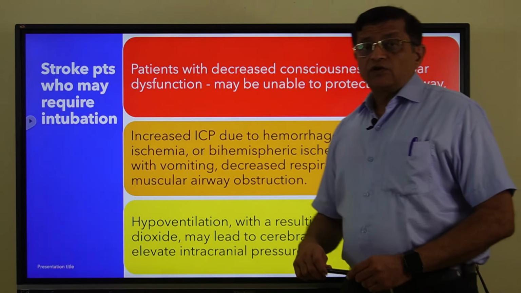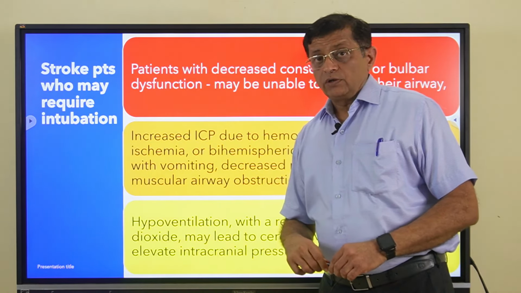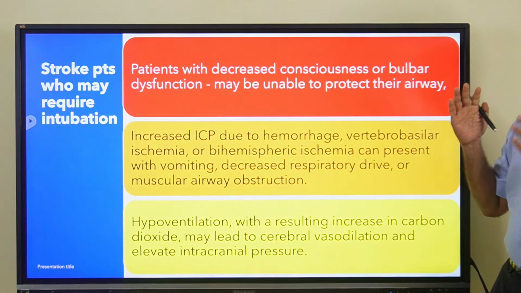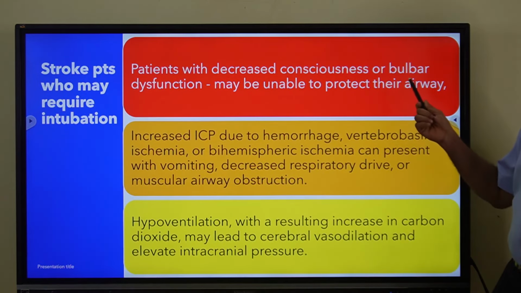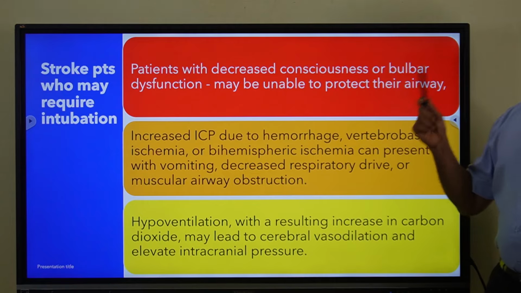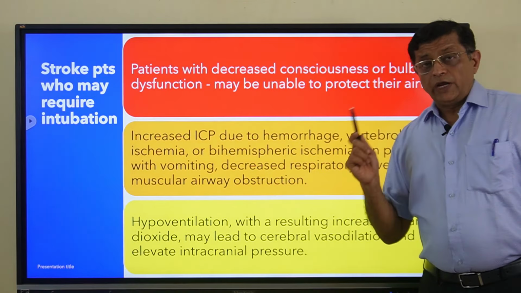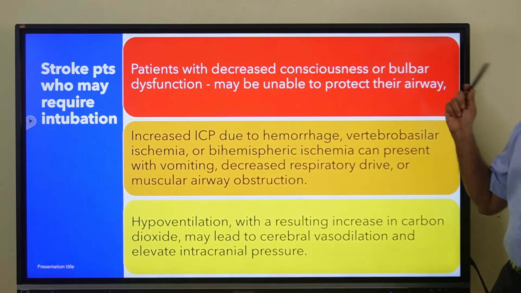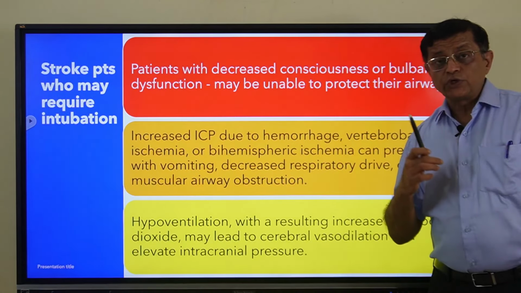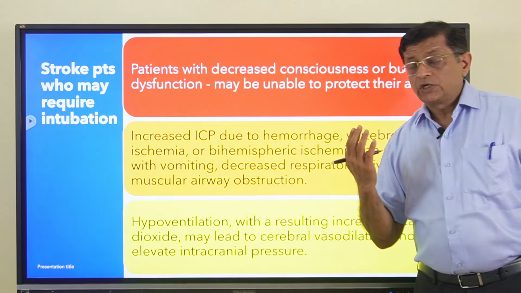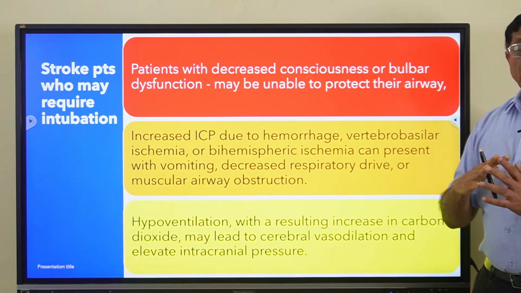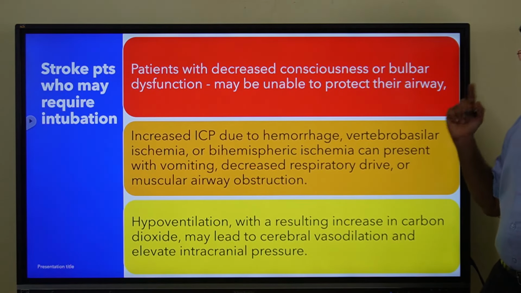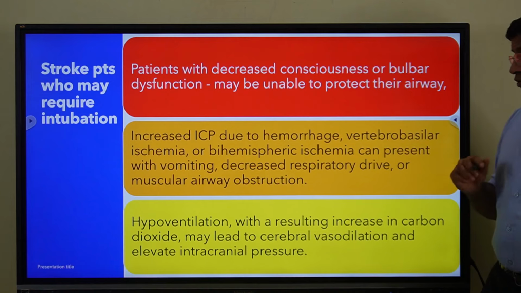Now these are the categories of stroke patients who are going to require early intubation. Patients with decreased GCS, so a patient who is deeply unconscious, probably less than GCS 9 or 8, will require intubation for airway protection. And those patients who are otherwise conscious but have signs of bulbar dysfunction like dysphagia, dysphonia, stridor or change in voice probably have a brainstem infarct, and they will require airway protection in the form of intubation.